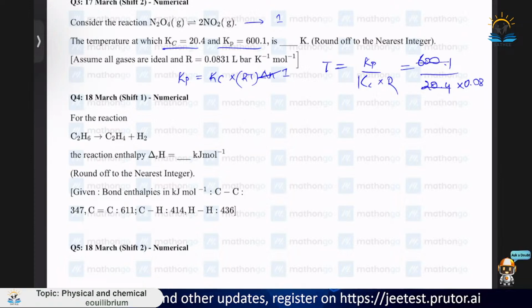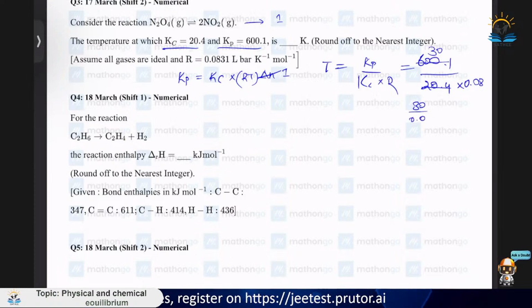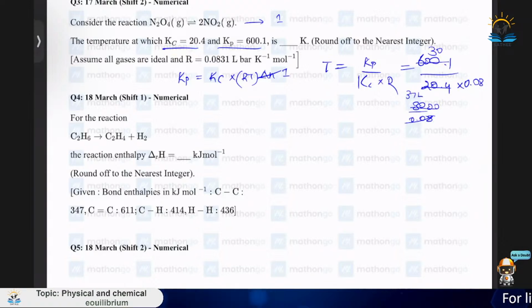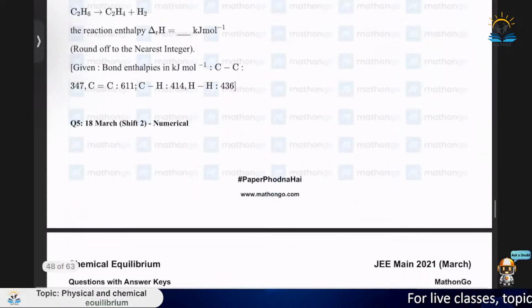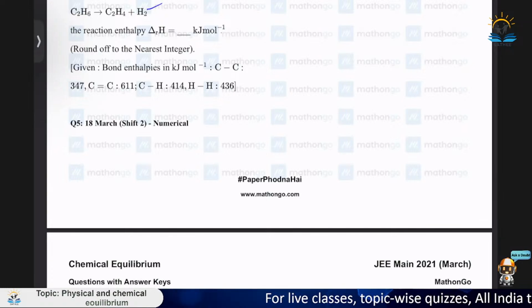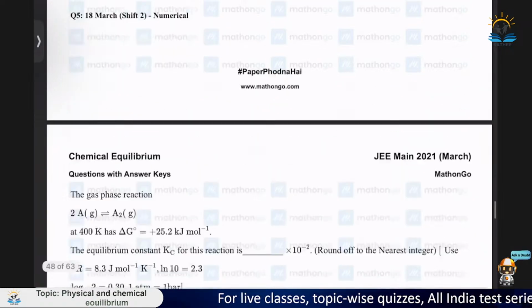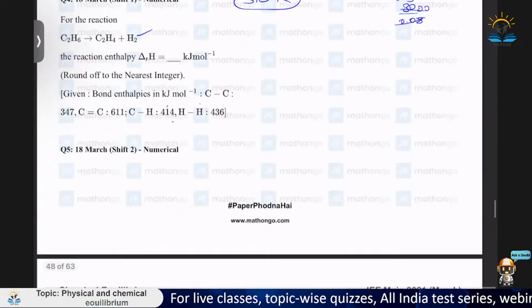So this is 30. So yeah, 375 Kelvin. This is the answer. Moving on to the next question, we have this equation. The reaction enthalpy they have not given us. They have given us bond enthalpy. Again, a thermodynamics question. We can skip this.